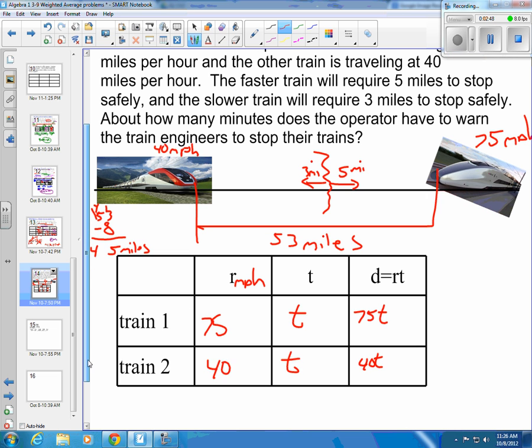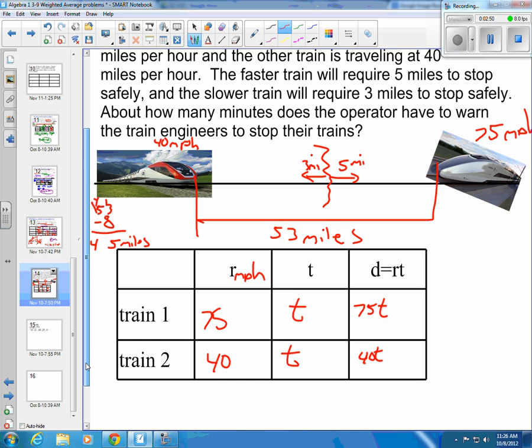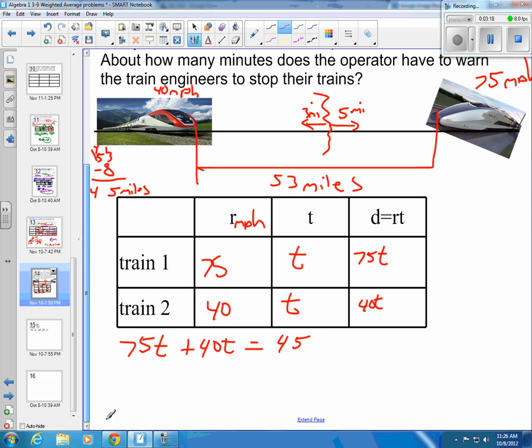And we know the total distance can't be more than this 45 miles, or they're going to crash. So we know that the total distance, 75t plus the 40t, can't be any more than that 45 miles. And see how well the picture helps us set this up so we can figure out the whole situation. Without the picture, I'd be pretty lost here. So picture is very important for our distance, rate, time problems. Then I can start solving the problem.